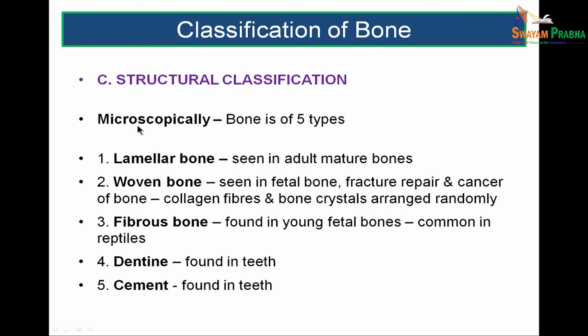If you take the structural microscopic classification, bone is divided into 5 types. Lamellar bone, seen in adult mature bones; woven bone, seen in fetal bones or newly formed fracture-repaired bones; fibrous bone, found in young fetal bones and mostly seen in lower animals; dentin, found in teeth; and cement, also found in teeth.